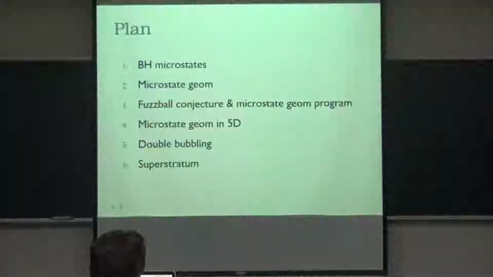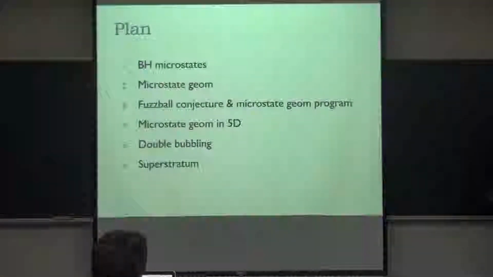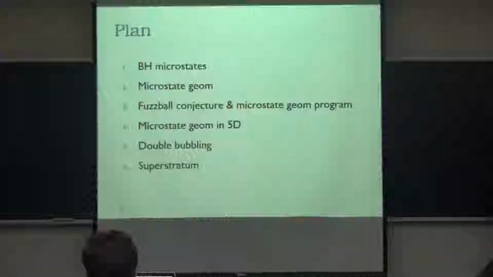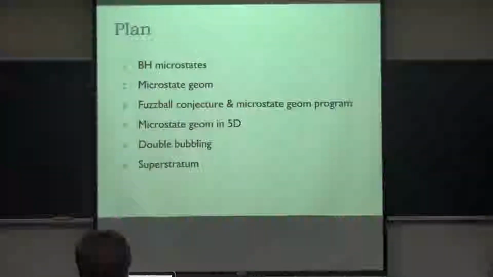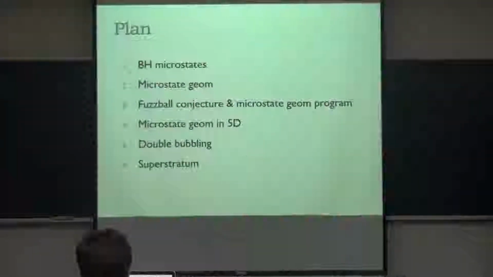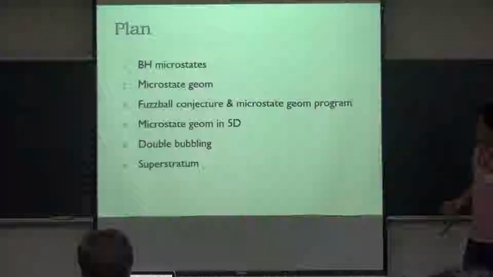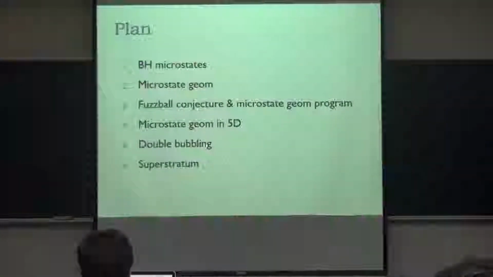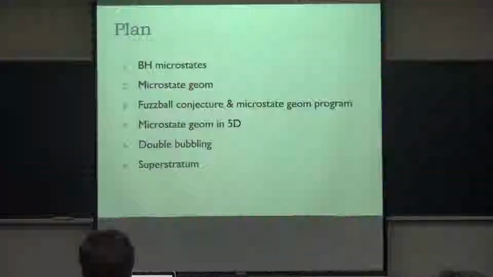Okay, so the plan is to first explain what we mean by black hole microstates, and then I will talk about microstate geometries, and then I will mention the Fuzzball conjecture and the microstate geometry program itself, and then I will explain some examples of microstate geometries. Okay, that's the rough plan. I have time to follow this plan. So I will first briefly explain the things I wrote here.